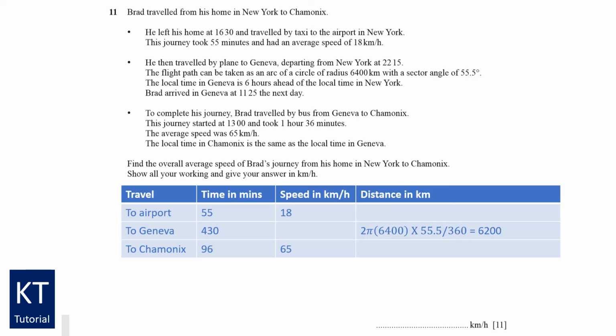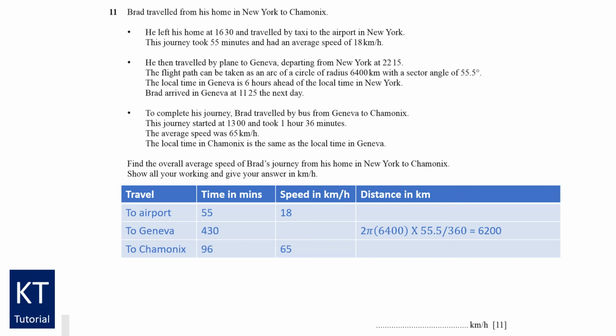It is best that we start by mapping each of what is said onto the table below. To the airport, the journey took 55 minutes and was at an average speed of 18 kilometers per hour. To Geneva, we could tell the time taken based on the difference in the two clocks as well as the difference in the timings of the two local times, and its distance from the flight path that is taken as an arc of the circle of radius 6,400 kilometers with a sector angle of 55.5 degrees. And to Chamonix, the journey is said to take 1 hour 36 minutes and is at an average speed of 65 kilometers per hour.